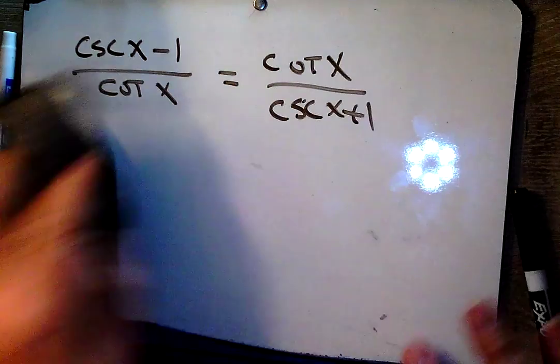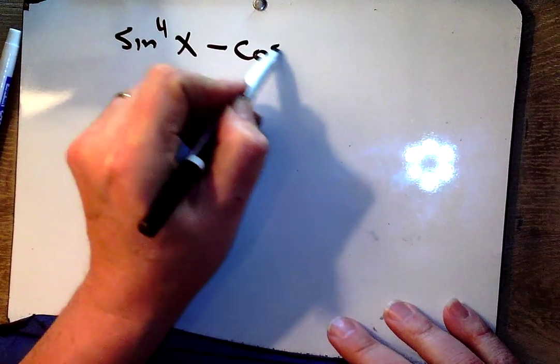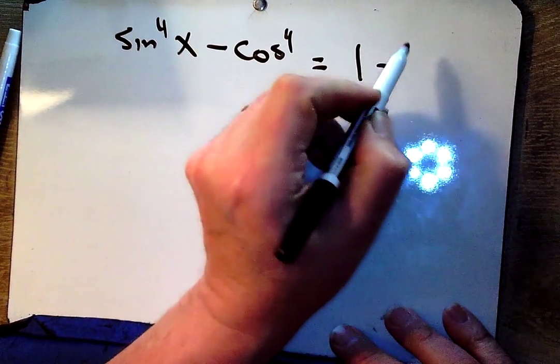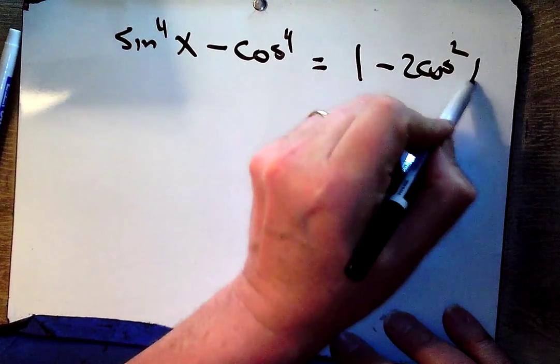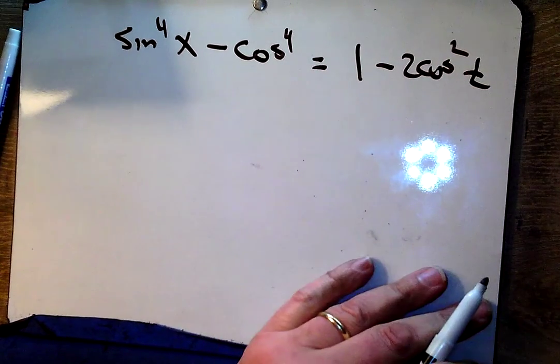All right. How about this one? This is a little more thrilling. Sine to the fourth minus cosine to the fourth should be 1 minus 2 cosine squared t. All right.